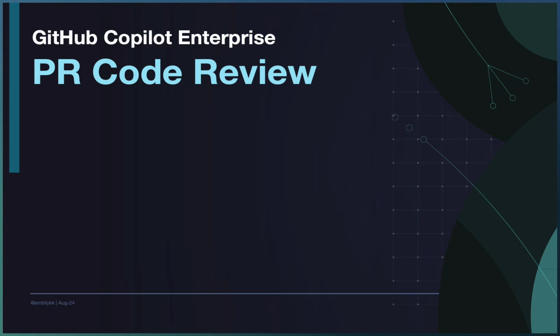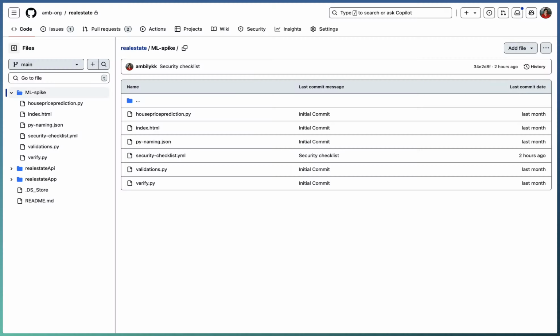Today, we are looking at how we can do a code review of all files as part of a PR. A PR consists of multiple files. How can we achieve the code review of all files at once using GitHub Copilot Enterprise?